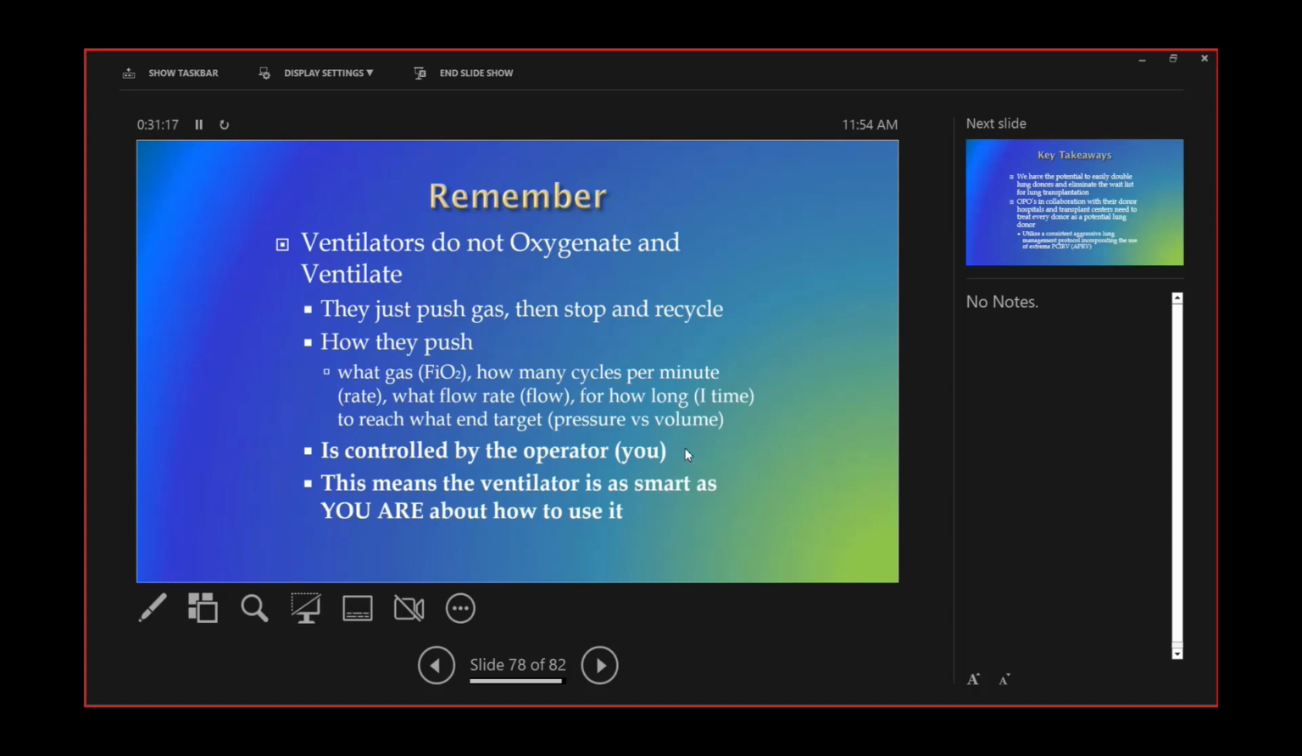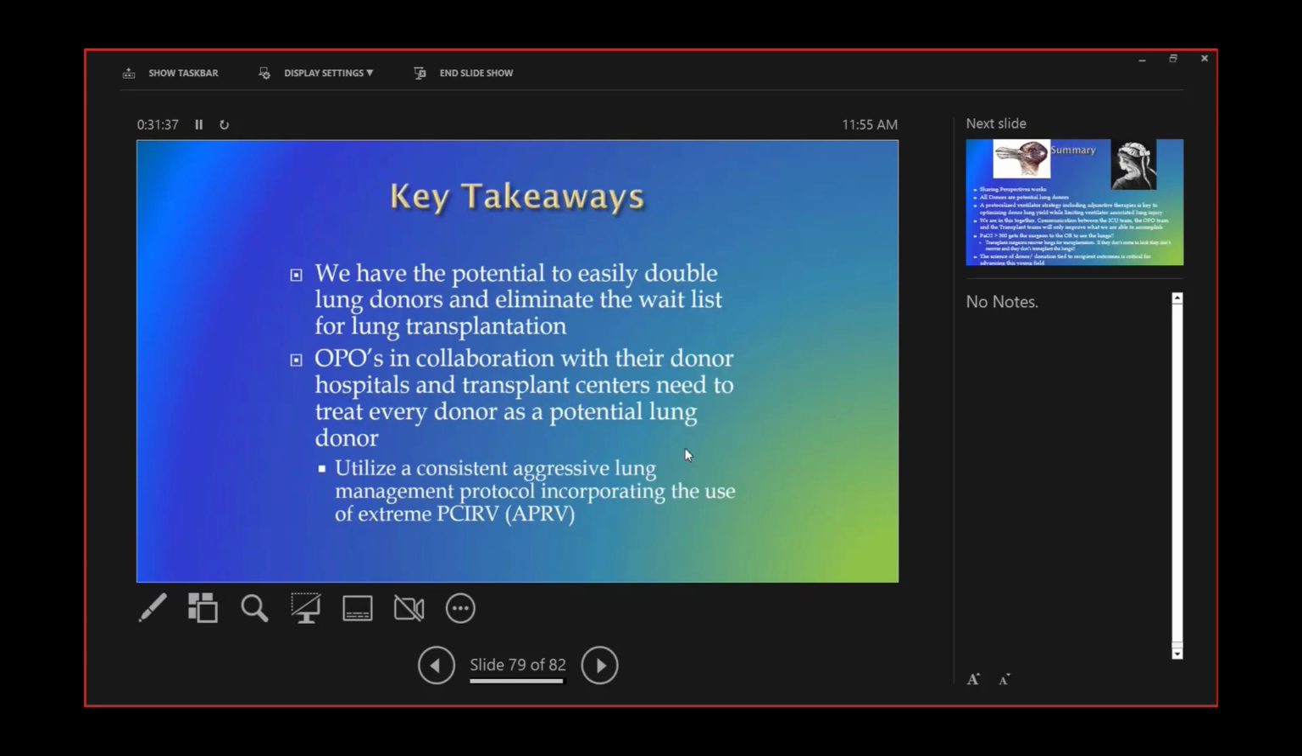And so these are my closing words: remember, ventilators don't oxygenate and ventilate. They just push gas, then they stop, then they recycle. How they push, what gas, how many cycles per minute, what flow rate, for how long, to reach what end target is controlled by the operator. That means the ventilator is only as smart as we are about how to use it. And so we have to be pretty smart about how to use it.